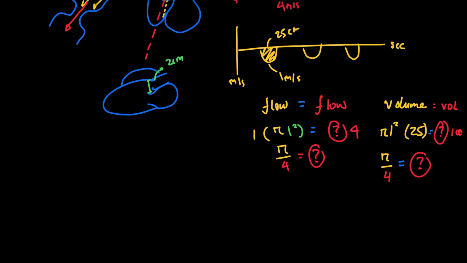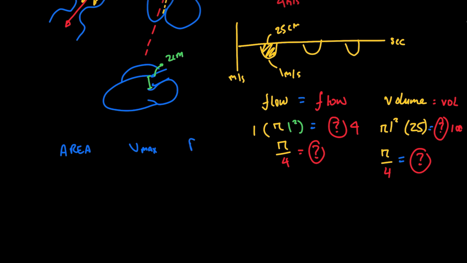So for your valve area, and then Vmax, the maximum velocity, and the mean pressure gradient. The numbers that you need to keep in mind are 1, 4, and 40. Now, keep in mind, with Doppler, we can only measure velocity.